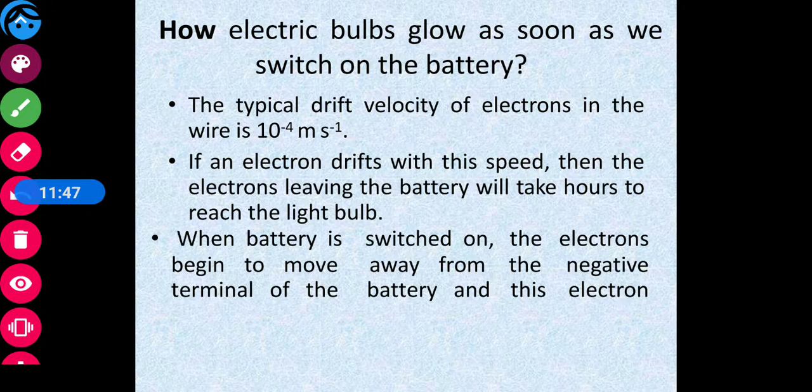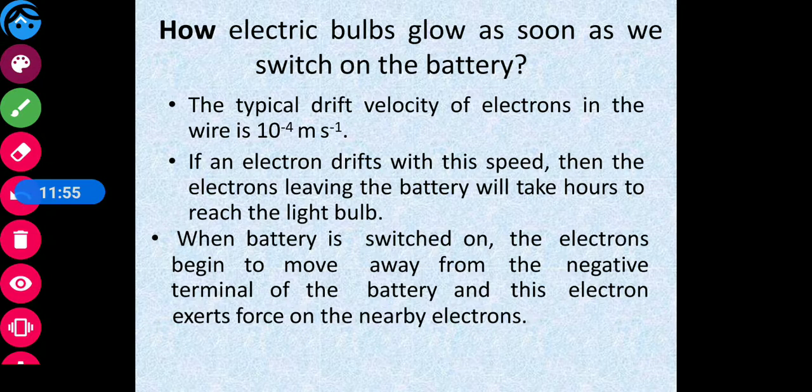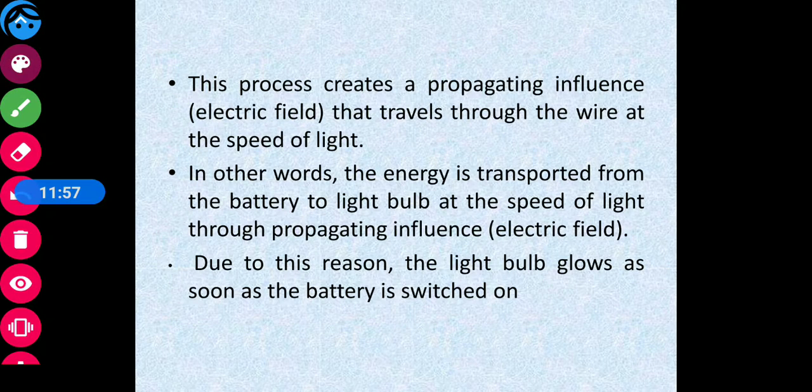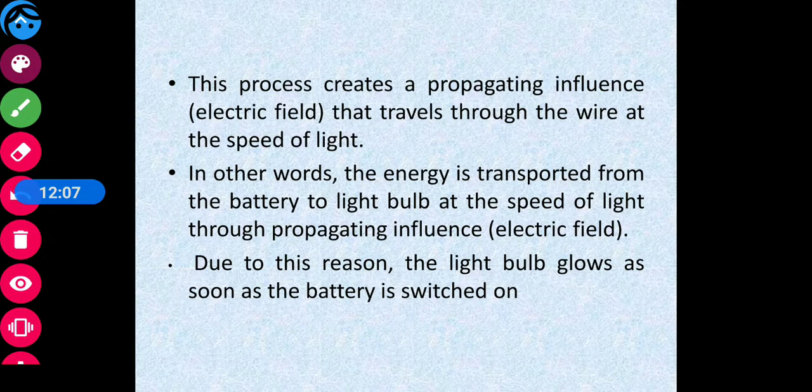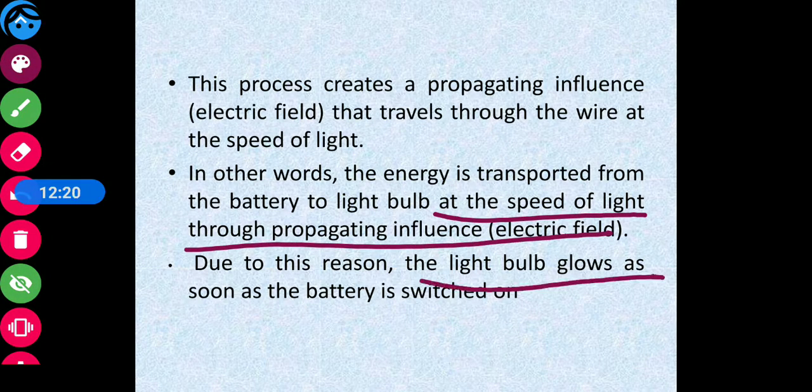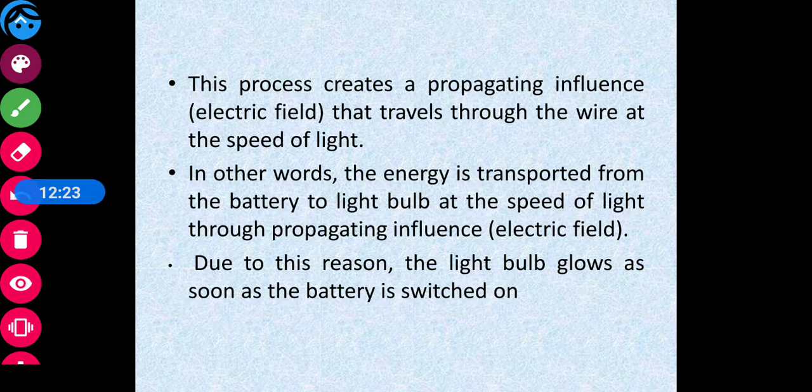but it does not happen, because when the battery is switched on, the electrons begin to move away from the negative terminal of the battery, and this electron exerts force on the nearby electrons. So the process creates a propagating influence that travels through the wire with the speed of light. In other words, the energy is transported from the battery to the light bulb at the speed of light. Due to this reason, the light bulb glows as soon as we switch on the battery.